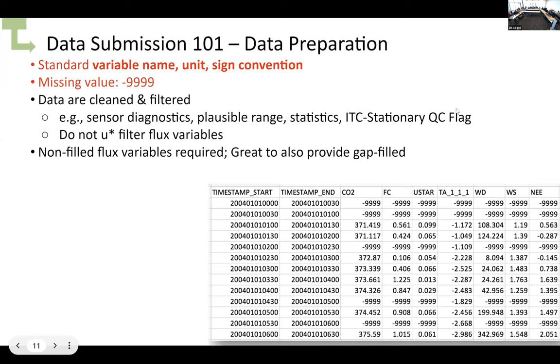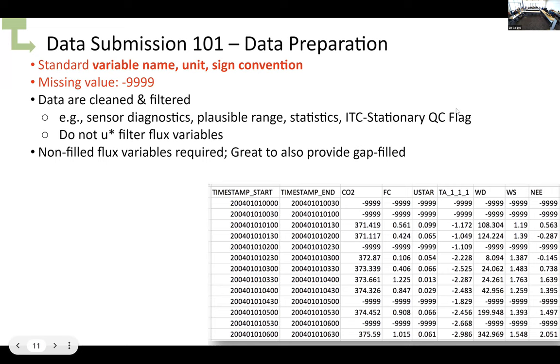A couple of things, right? I mentioned we use standard variable name, unit, sign convention, and also a missing value here. Something about QA/QC of your data: because of the legacy of AmeriFlux, people have different ways of QA/QC of their data. So we don't require a standard quality control or processing step for your site. Try to do your best. Filter your data as much as possible. We don't do any data cleaning here at this stage.